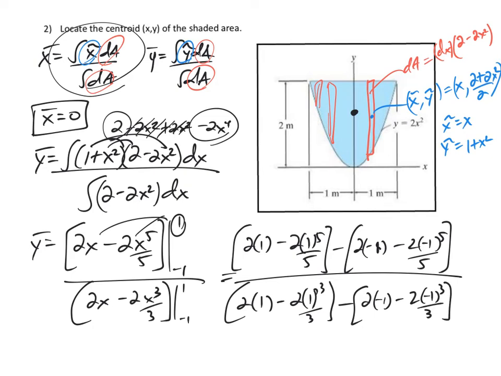All right. You would end up getting y bar of 1.2. Make sure you have units on x bar and y bar. Those were meters. Okay, so make sure you can do those centroids of functions.